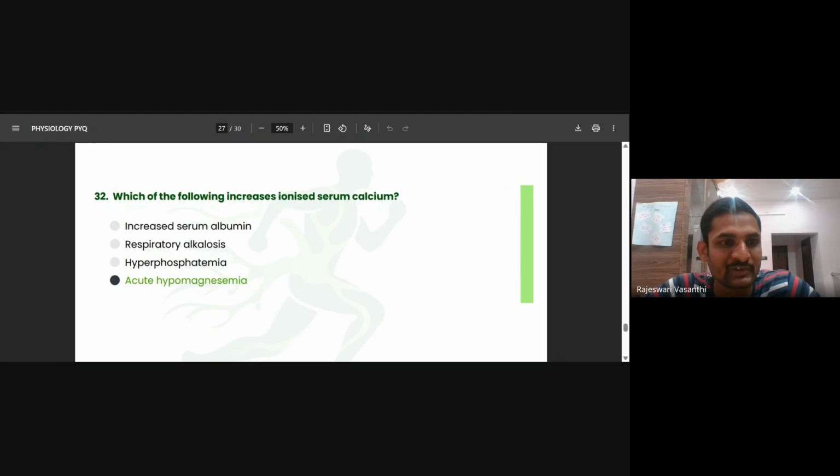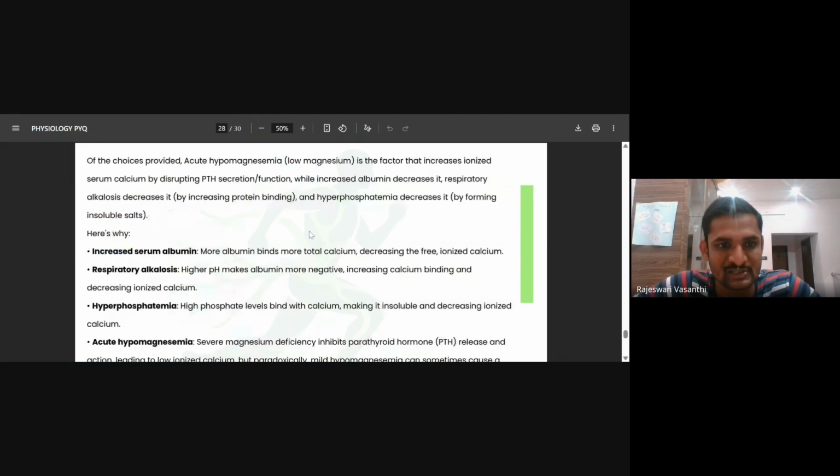Next, respiratory alkalosis. In respiratory alkalosis, it imparts more negative charge to the albumin. You all know albumin is negatively charged, calcium is positively charged. If the negativity of albumin increases, it will attract more positive charges. So the bound calcium level increases, and the ionized serum calcium level falls. Hyperphosphatemia: whenever serum phosphorus level becomes high, it binds with calcium and forms complexes, automatically decreasing the ionized serum calcium level. So the answer is acute hypomagnesemia.